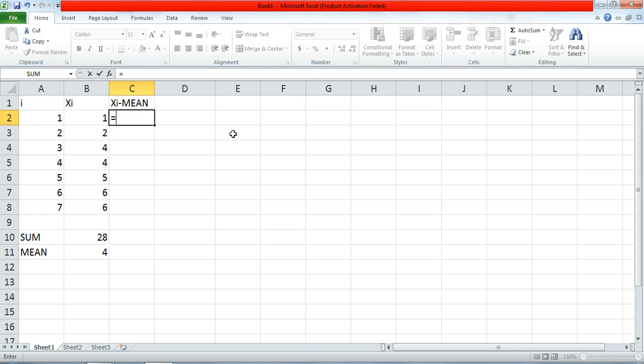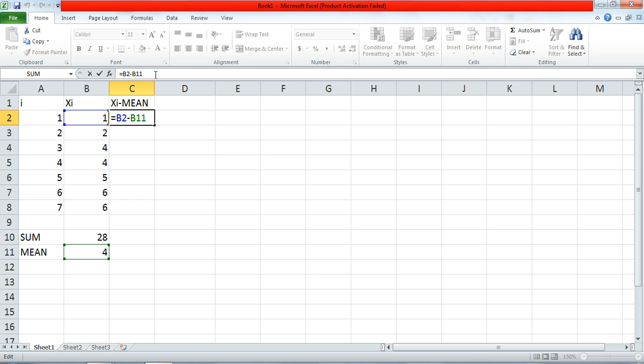Right, and here what I'm going to do is tell Excel to subtract each data point, so like 1, which is B2, minus where the mean is, which is at B11. Okay, it should give me -3, since 1 minus 4 is -3.